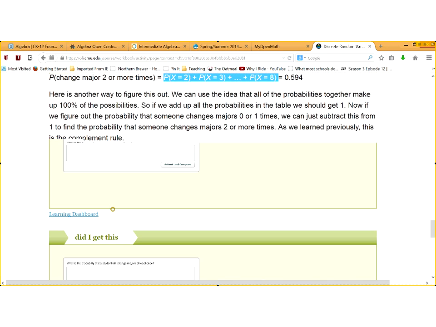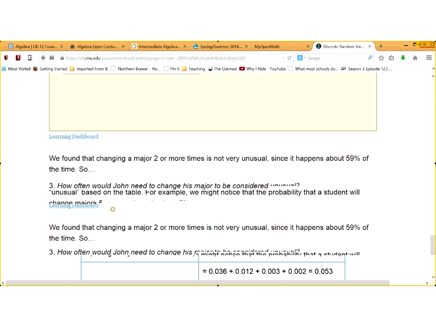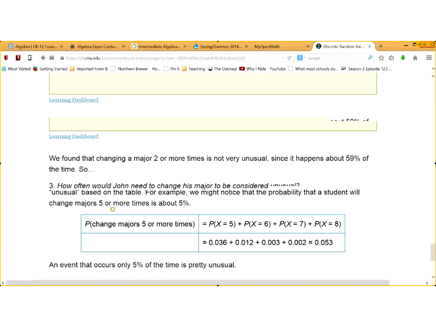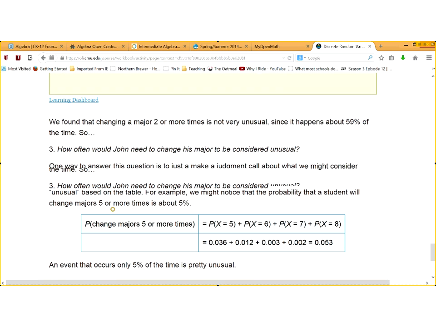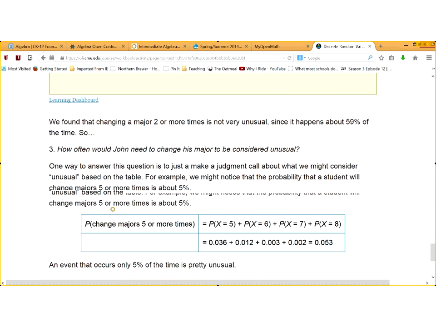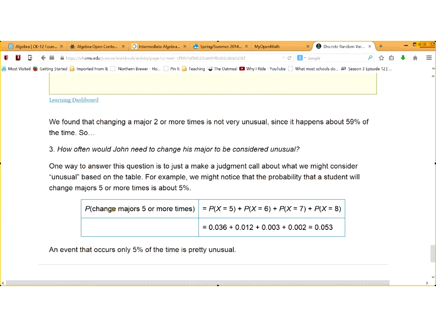All right, so they show you a couple different ways to calculate that. As they say, changing majors 2 or more times is not that unusual. It happens more than half of the time. So they ask, how often would he have to change his major to be considered unusual?